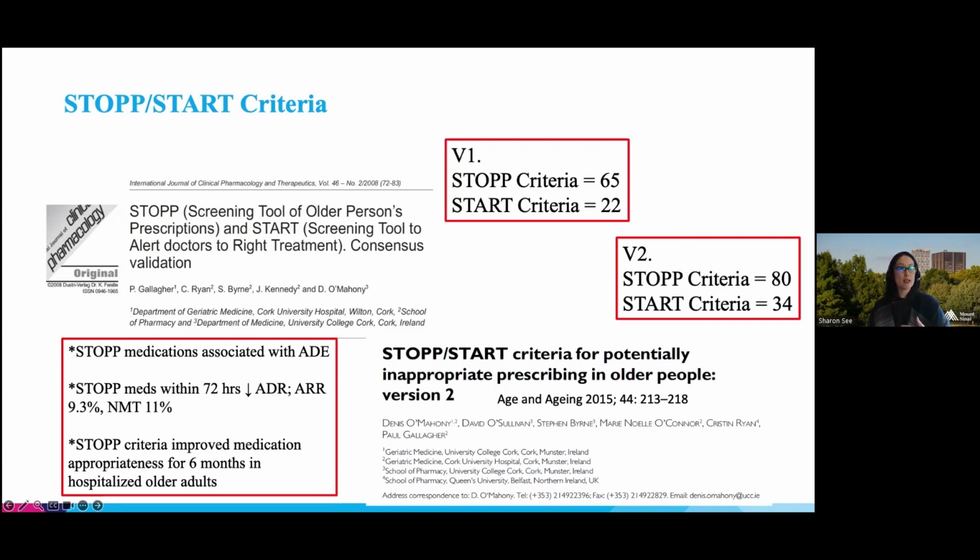They have a long list, in different disease state categories, of drugs that you should stop, discontinue, or deprescribe. There are many studies that have looked at these criteria, and medications that were stopped based on them within 72 hours have been shown to decrease adverse drug reactions. It has also been shown to improve medication appropriateness in hospitalized older adults. Like I said, there are two versions. The newer version updated the medications that were described in 2008.